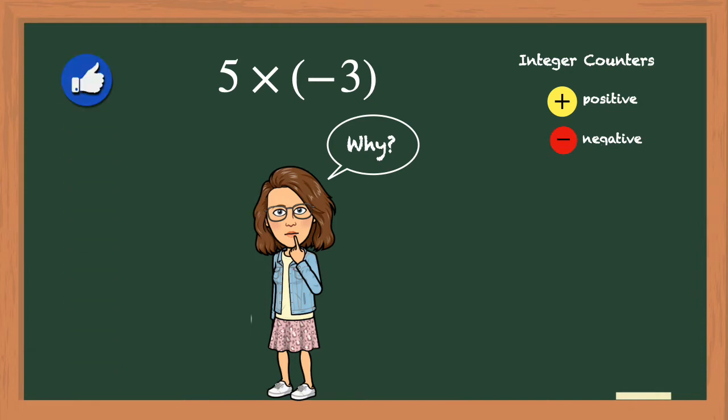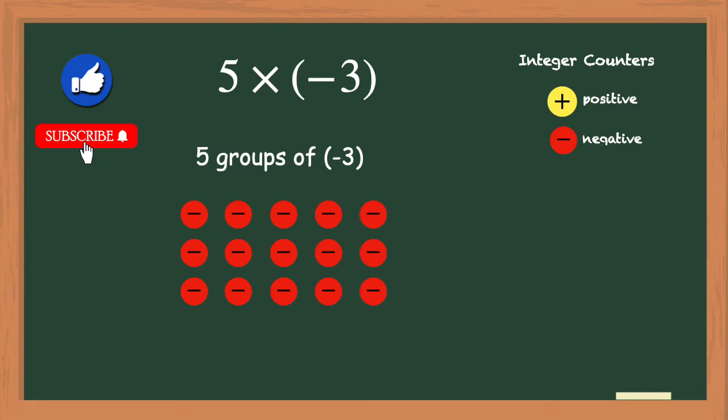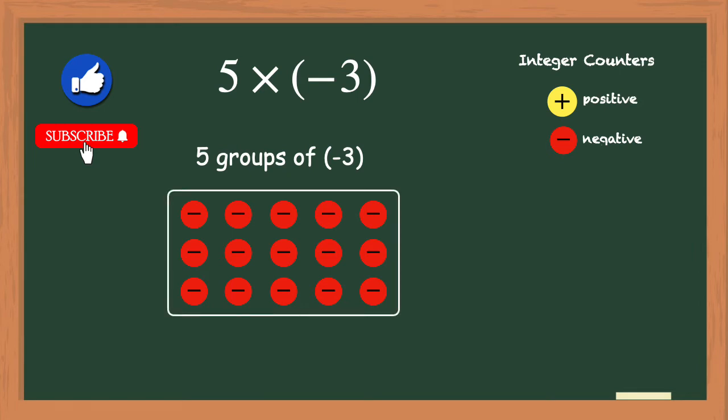So let's do it. In this expression, positive 5 times negative 3 means that you have 5 groups of negative 3. So we'll use the red counters to make a group of negative 3. The expression states that you have 5 of these groups, so let's make 4 more groups of negative 3. Here's the second group, now the third, the fourth, and the fifth group. All that is left to do now is to count the number of counters. You have 15 red counters, which means your product is negative 15, just like it was when you followed the rule for multiplying integers before.